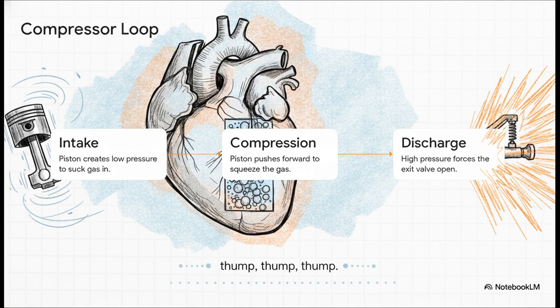This is the loop of a reciprocating compressor. First up, the intake stroke. A heavy metal piston pulls back inside the cylinder, creating a vacuum that just sucks the gas in. Second, the compression stroke. The piston violently shoves forward, trapping that gas and crushing it into a tiny space. Finally, the discharge. The pressure inside becomes so incredibly intense that it literally overpowers the heavy springs holding the exit doors closed, blasting the highly pressurized gas out into the plant. Thump, thump, thump. It's a continuous, tireless industrial heartbeat.